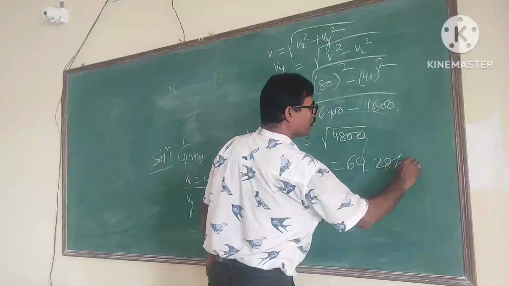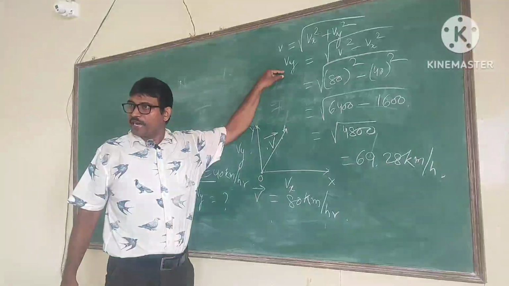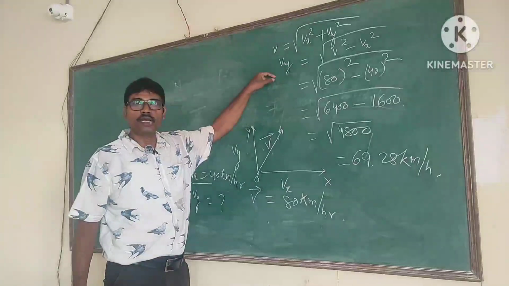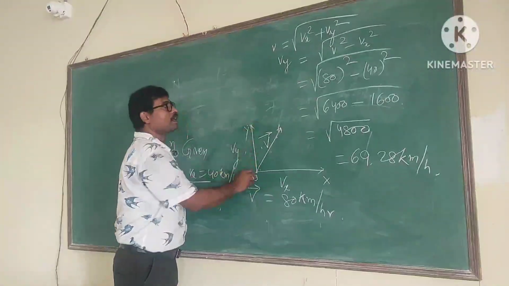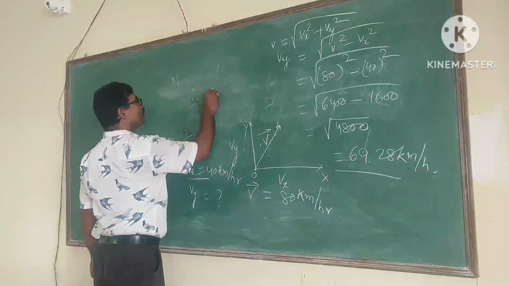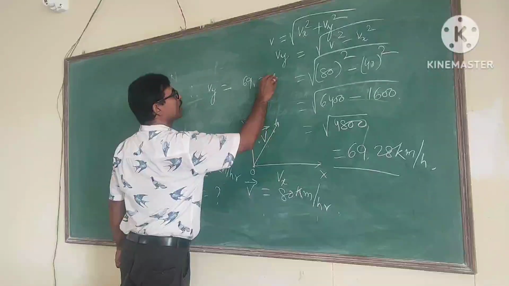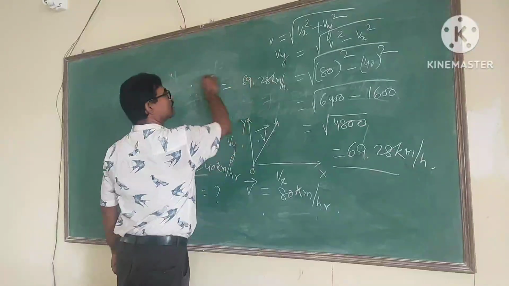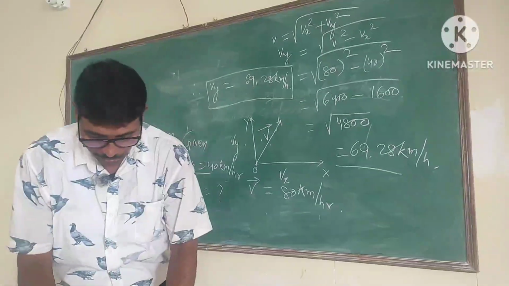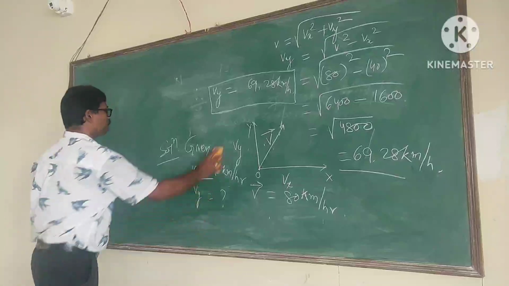So this value is 69.28 km per hour. That means the other component, the vertical component along the y-axis, this one. Therefore Vy is equal to 69.28 kilometer per hour. This is your required answer. Then we have to solve another question.